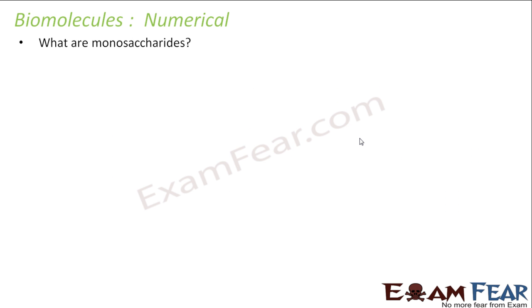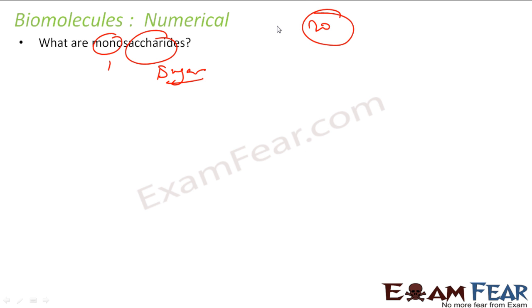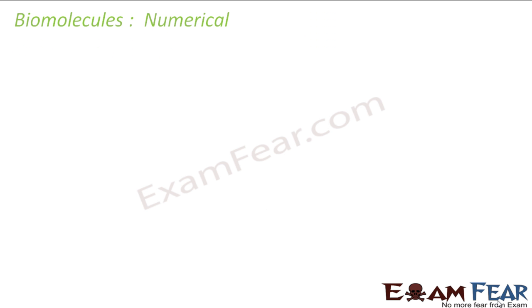What are monosaccharides? We have seen mono means one, saccharide means sugar. One sugar. So carbohydrates that cannot be hydrolyzed further to give simple units are called monosaccharides. We have seen this, and about 20 such monosaccharides are known to occur in nature. Glucose and fructose are all examples of monosaccharides. We've discussed this, I'll not discuss this more.